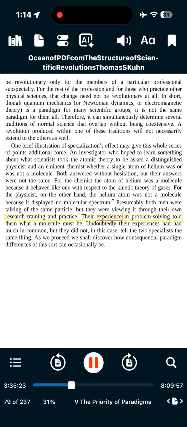Their experience in problem solving told them what a molecule must be. Undoubtedly their experiences had much in common, but they did not, in this case, tell the two specialists the same thing. As we proceed we shall discover how consequential paradigm differences of this sort can occasionally be.